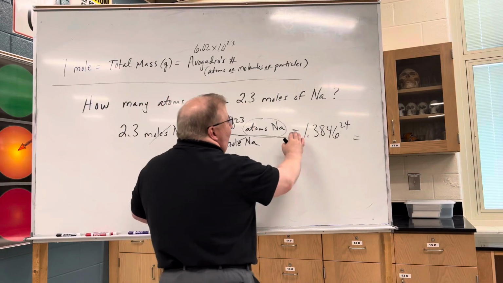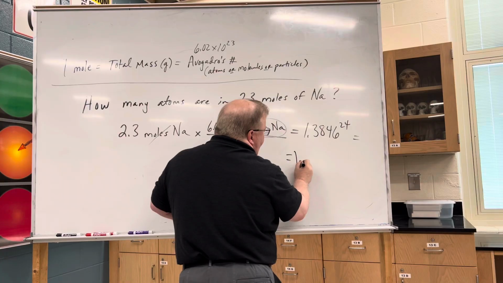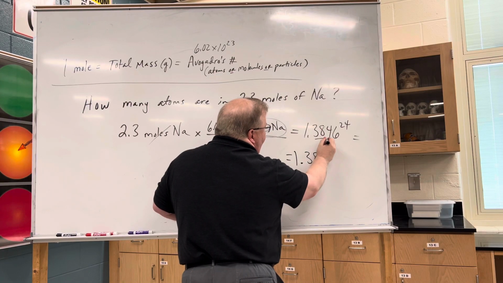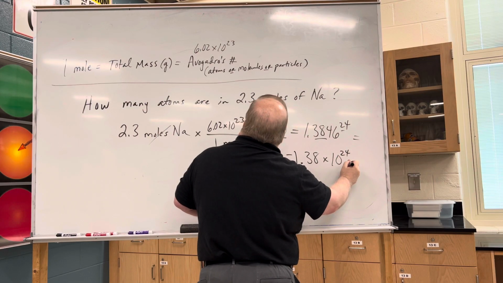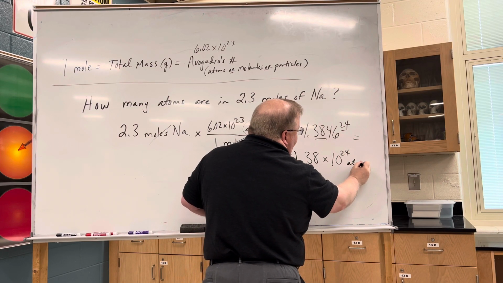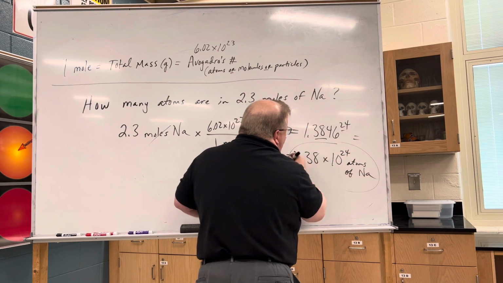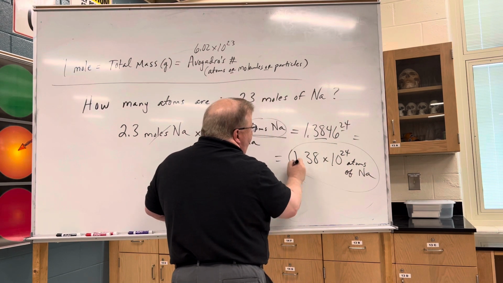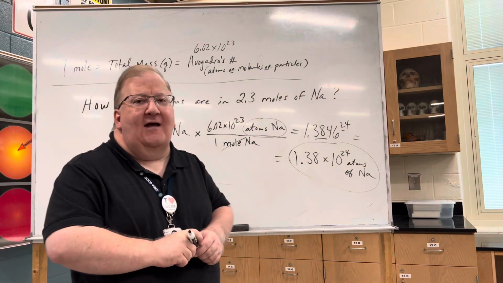So when you actually write that number, you can round up a little bit. So I'm gonna say 1.38 times 10 to the 24th. And we're looking for atoms of sodium, Na. All right? So my final answer is 1.38 times 10 to the 24th atoms of sodium.